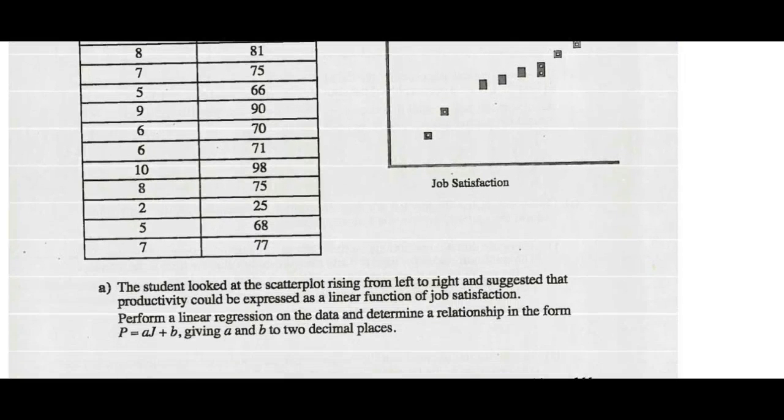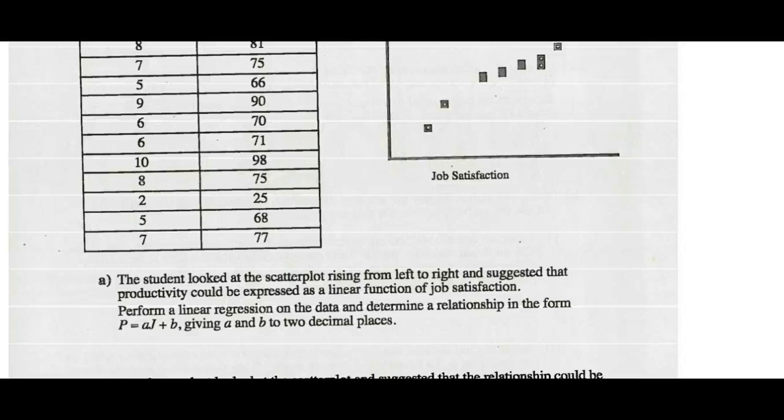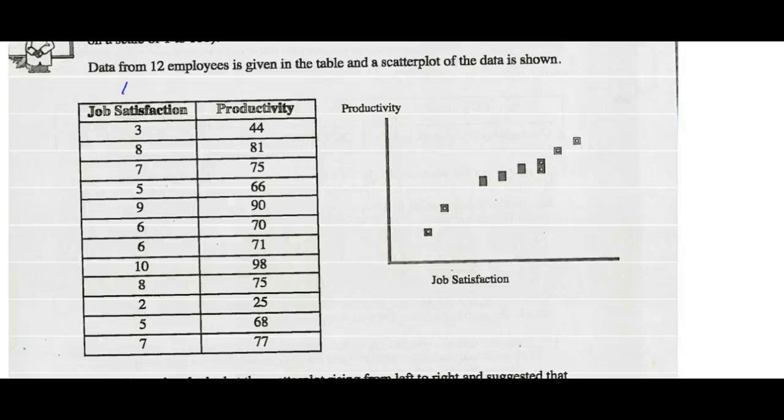All right. So A, the student looked at the scatter plot rising from left to right and suggested that productivity could be expressed as a linear function of job satisfaction. All right, linear function. Perform a linear regression on the data and determine a relationship in the form P equals A times J plus B, giving A and B to 2 decimal places. So what do we have to do? We have to put the job satisfaction into list 1 and the productivity in list 2, and perform a linear regression on this. All right, so let's do that.